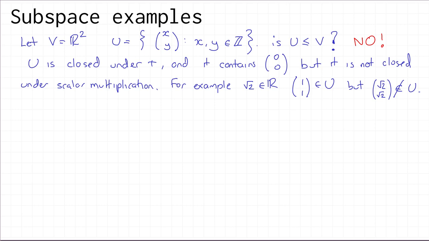So let's try another example. Let's try an example with our function space. So we'll let F be the vector space of all functions from the real numbers to the real numbers.